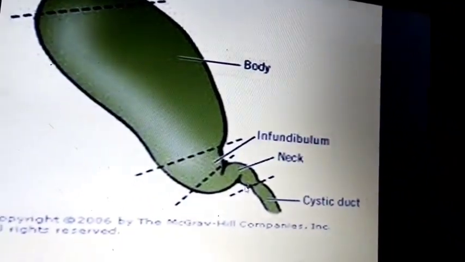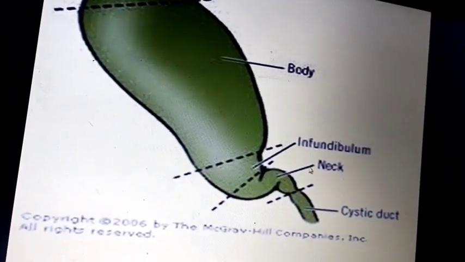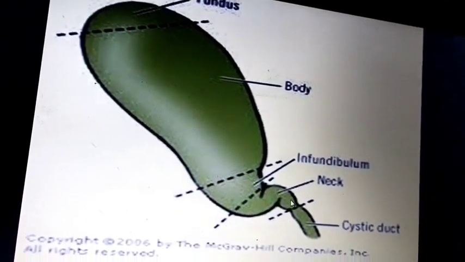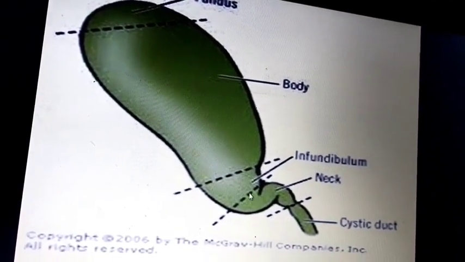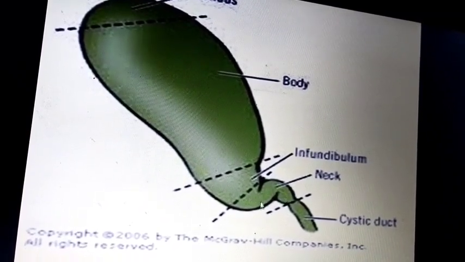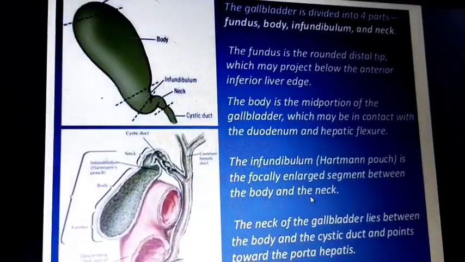Then this is the continuation of the cystic duct from here to here. This is all the gallbladder. The neck looks like an S shape, and it is the narrowest part of the gallbladder. Can go for the next slide.